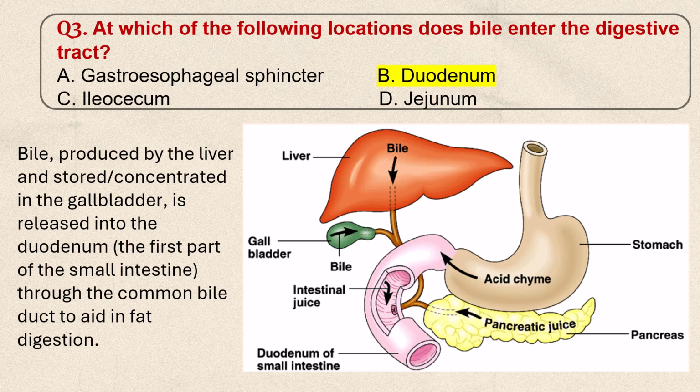Duodenum. You can see, this is the liver. The liver secretes the bile. The bile is stored in the gallbladder, and the stored bile enters the duodenum, that is the first part of the small intestine, through the common bile duct to aid digestion. So here it enters the digestive tract.